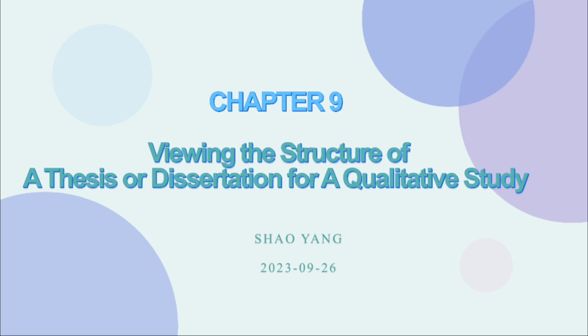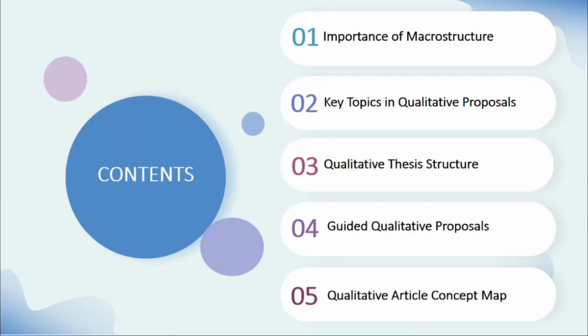Now let's get started. Here are the topics we will cover today. The chapter begins with an introduction to the importance of microstructure. It then talks about the key topics in qualitative proposals and explores the specific structure of a qualitative thesis. The chapter also focuses on guided qualitative proposals. Finally, a qualitative article concept map is provided. Now I'm going to introduce them in detail.